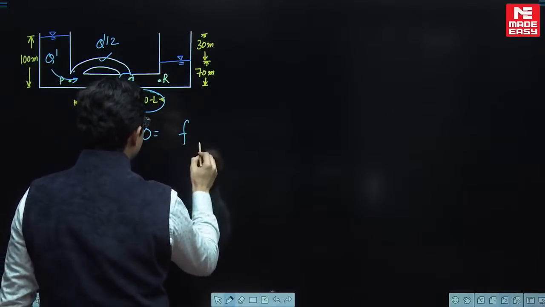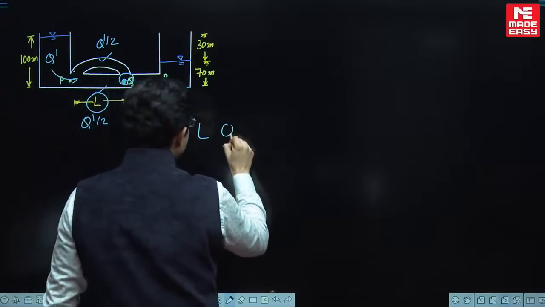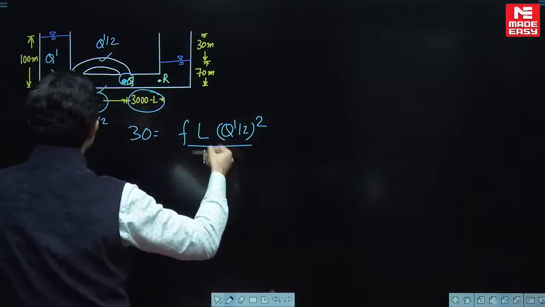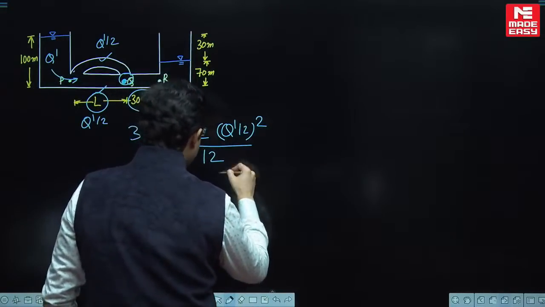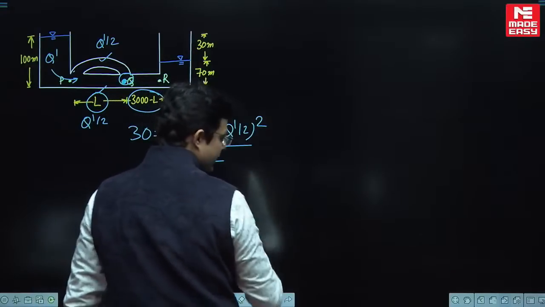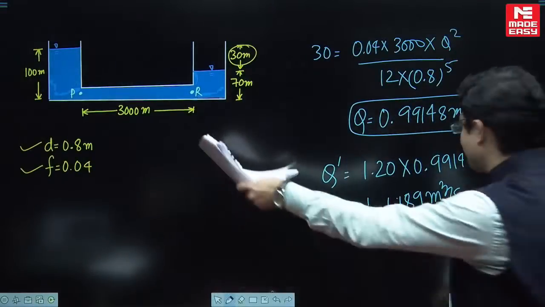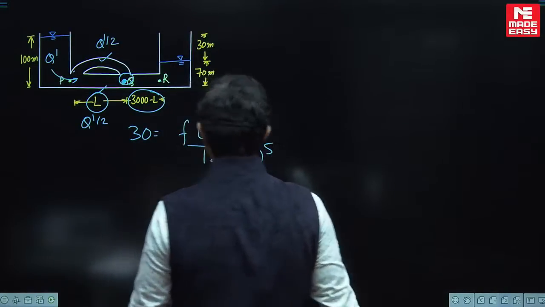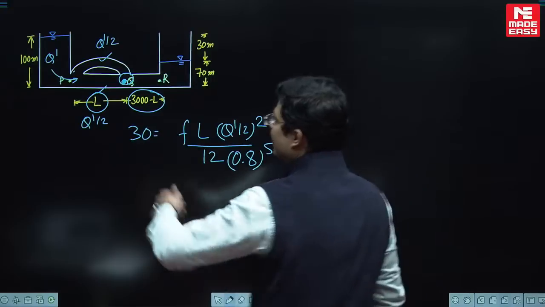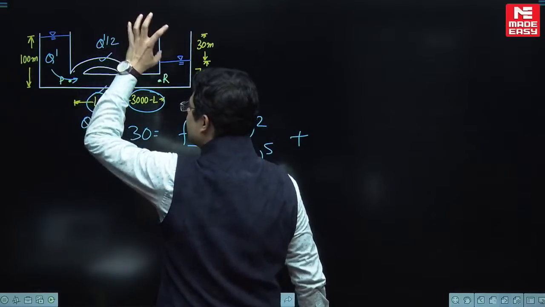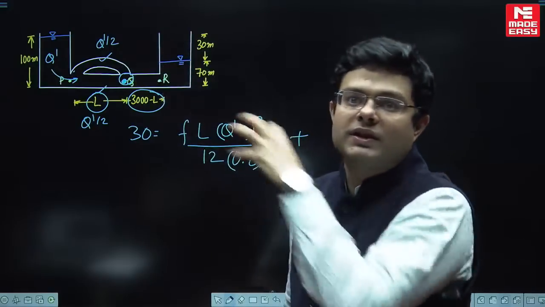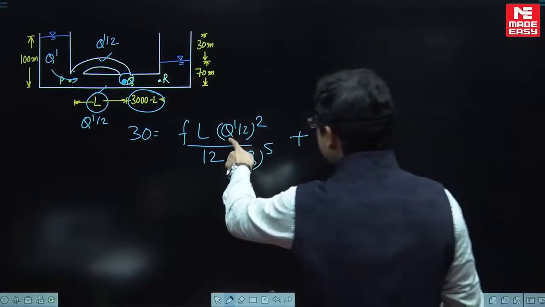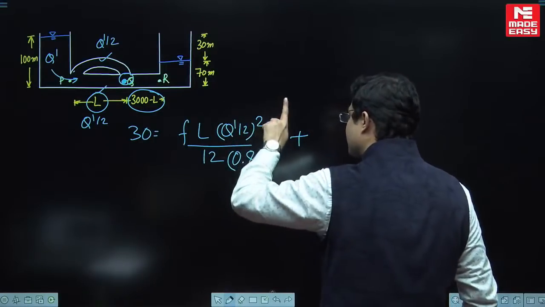Loss in PQ will be F into L into (Q dash by 2) square divided by 12 into D to the power 5, and the diameter is 0.8, so 0.8 raised to the power 5, plus... Hey, in a parallel connection, the loss is not the summation of both the pipes. The loss is the individual pipe loss, and while taking individual pipe loss, you should take the discharge of the single pipe itself.